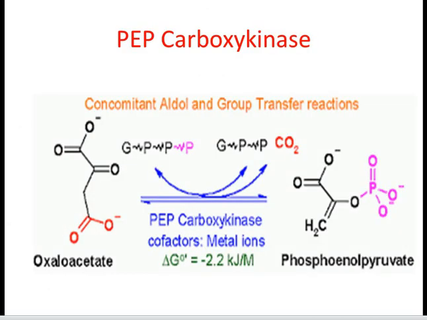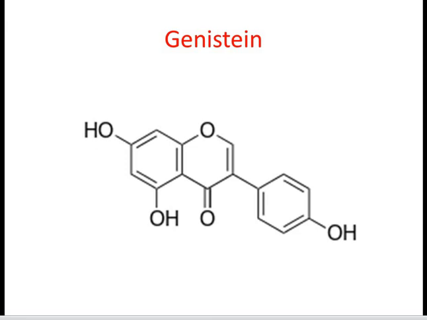Now we will see an example of mixed inhibition. In gluconeogenesis, the enzyme phosphoenolpyruvate carboxykinase, which is located in the cytosol, is responsible for converting oxaloacetate into phosphoenolpyruvate, or PEP. When GTP is present, this step is exclusive to gluconeogenesis, which occurs under fasting conditions due to the body's depletion of glucose. Phosphoenolpyruvate carboxykinase is known to be regulated by genistein.